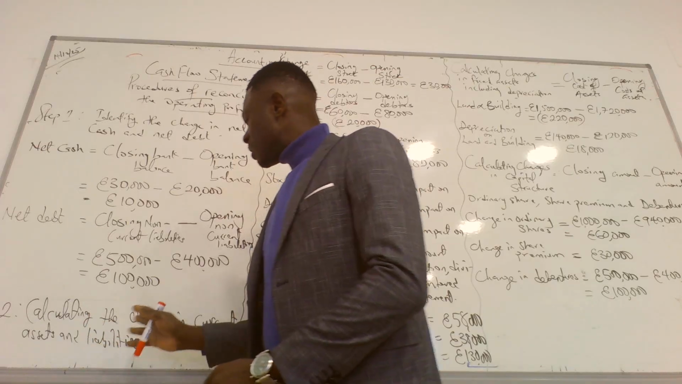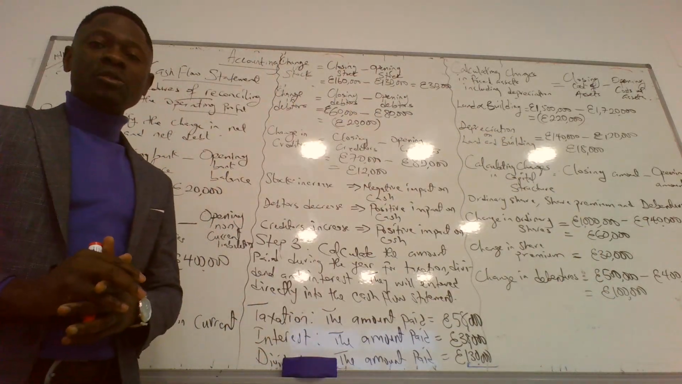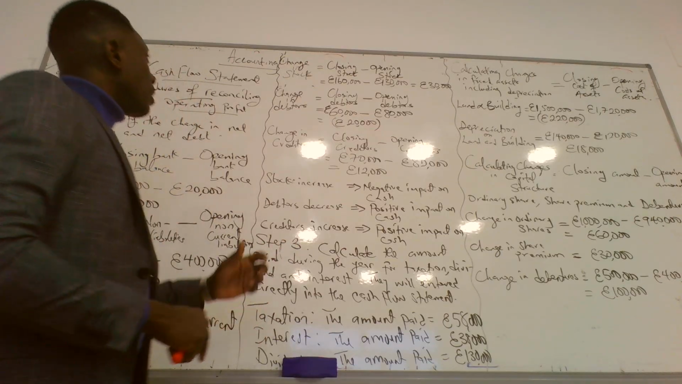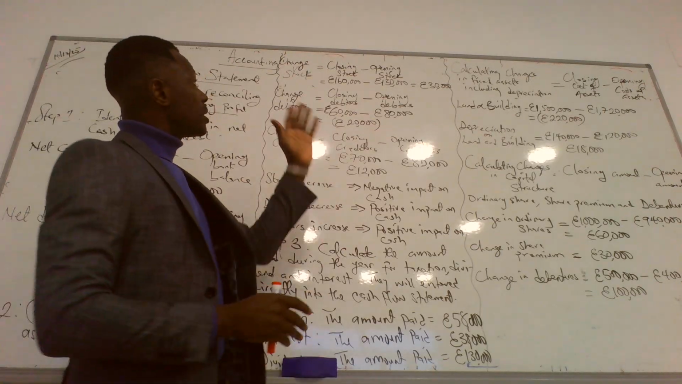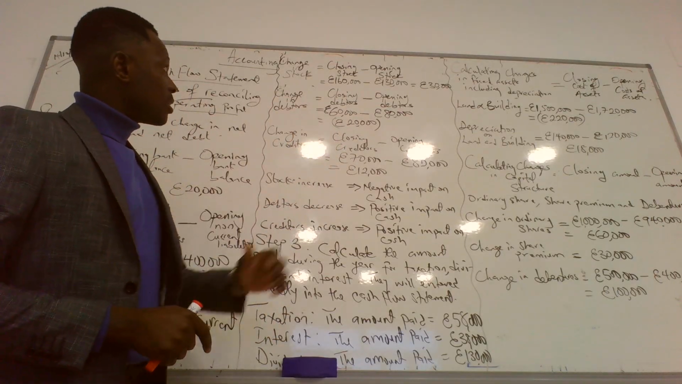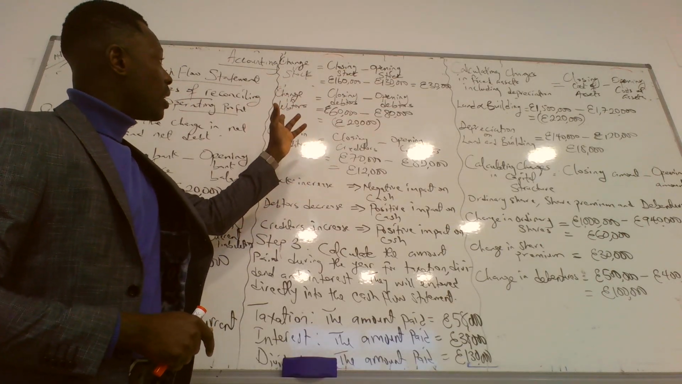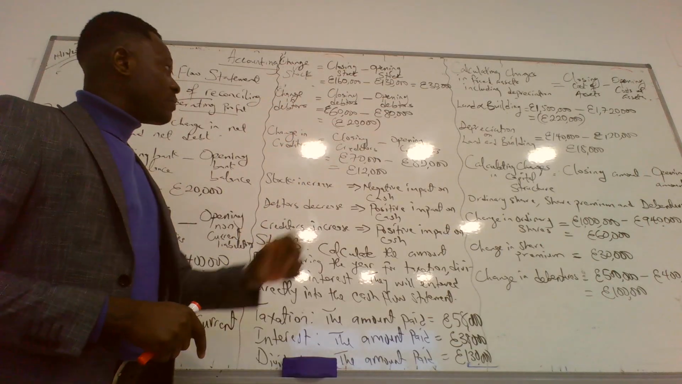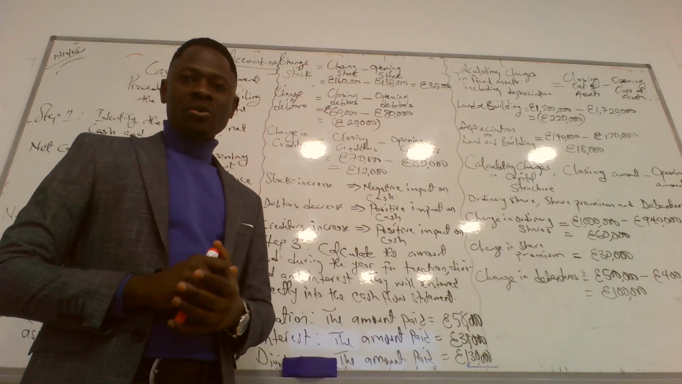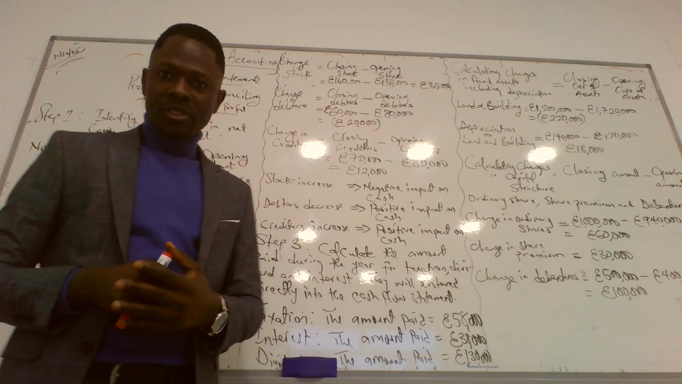Then we have to calculate the change in current assets and current liabilities. For these, we have stock, debtors, and creditors. Change in stock will be closing stock, which is 160,000, minus opening stock, which is 130,000. So our stock has increased by 30,000. If the stock has increased, it brings about a negative impact on the cash. So we're going to treat this as negative and take it away from the operating profit.